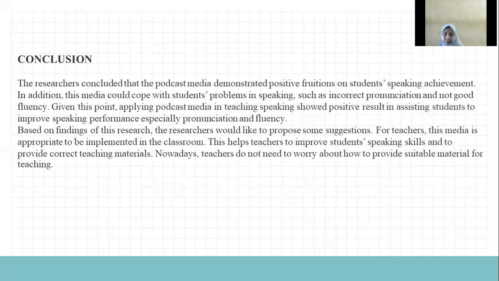Based on the findings of this research, the researcher would like to propose some suggestions for teachers: this media is preferable to be implemented in the classroom. This helps teachers to improve students' speaking skill and to provide correct teaching materials. Nowadays, teachers do not need to worry about how to provide suitable material for teaching.